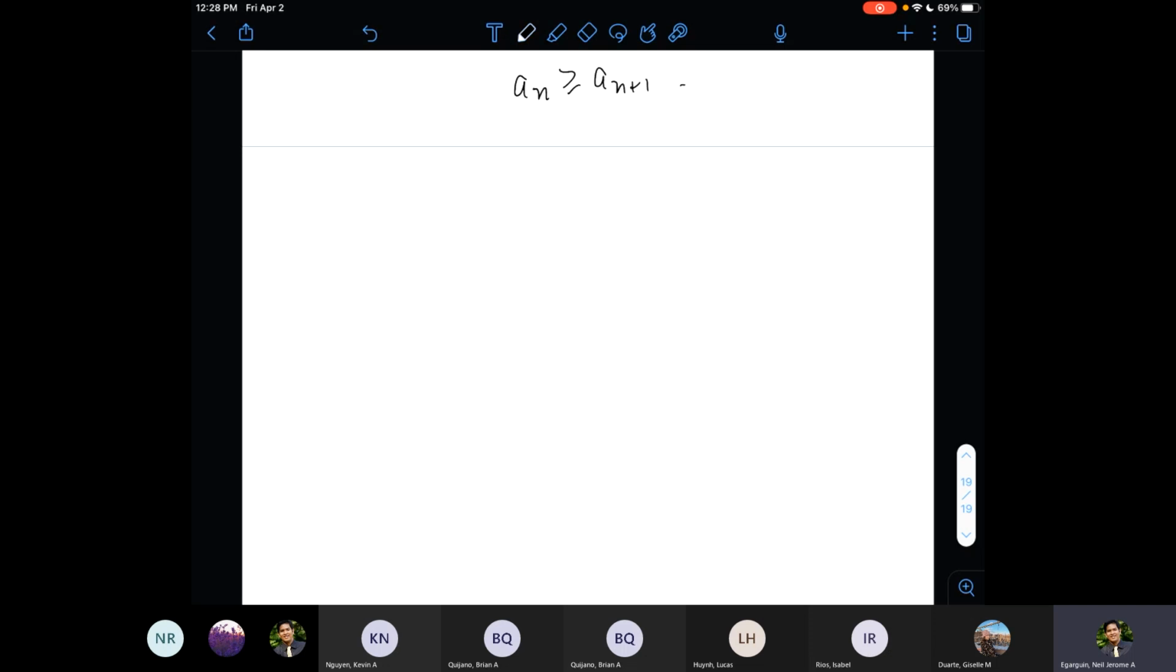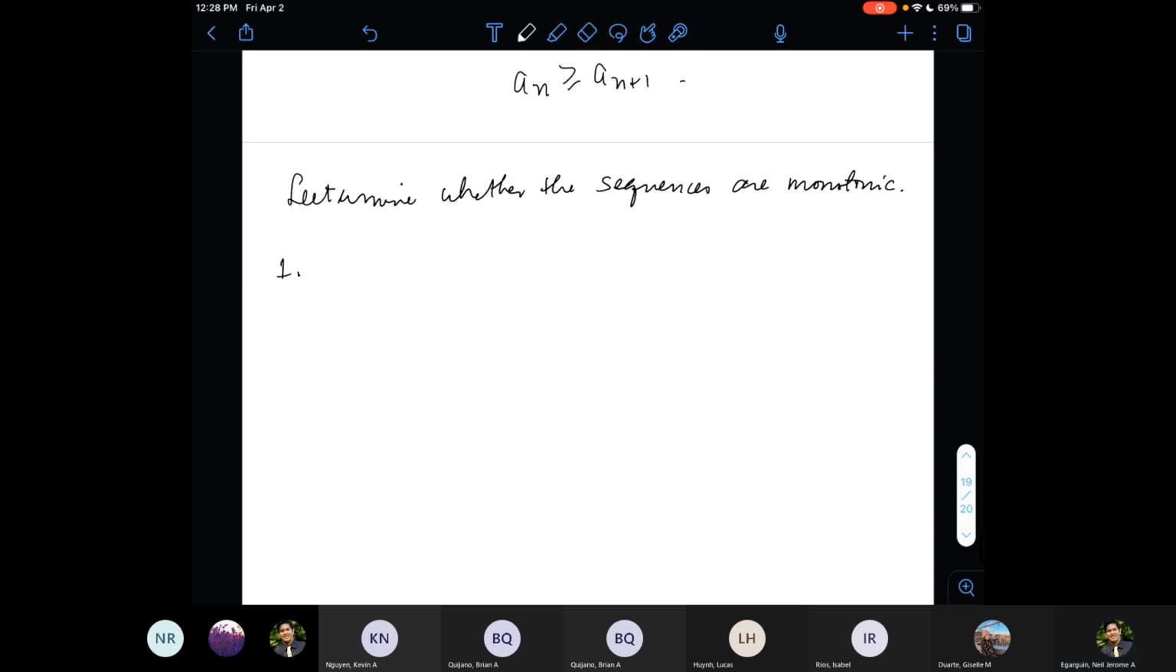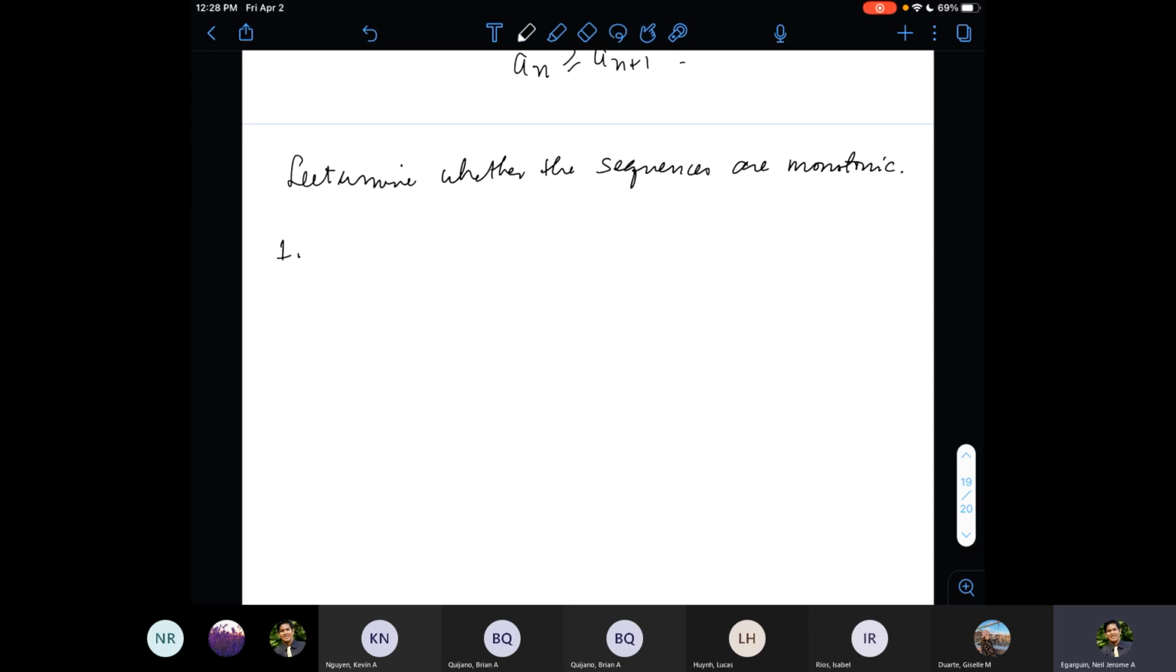Say for the following, let's determine whether the sequences are monotonic. Number one, let's start with the sequence 2 to the n over n squared. Now you can start by looking at the first few terms, and if you're lucky enough, you can see a pattern, or you can see a counterexample.